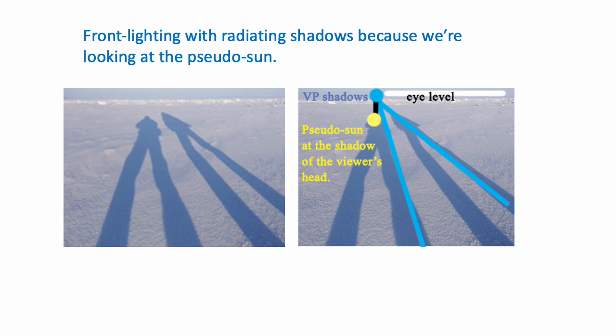The same principle applies in front lighting. That is, if we're looking at the sun, or the pseudo-sun, the shadows radiate out. So let's try to understand this picture. The sun is behind us, coming in this direction. If we connect all the shadows together, we find that the shadow vanishing point is here, which is on eye level or the horizon. The pseudo-sun lies on the shadow of the viewer's head. So this is the viewer's head, and the pseudo-sun must be vertically below the vanishing point for the shadows.